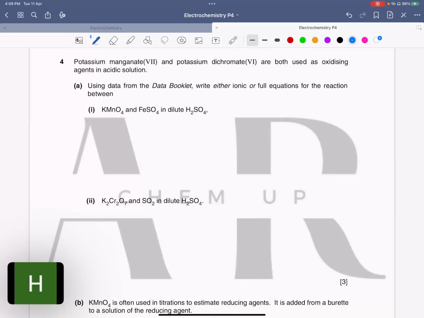Now, what other equation would you use? It's chromate, right? So look for chromate.